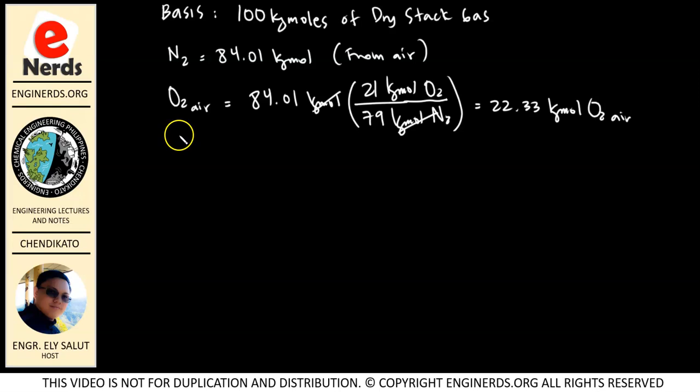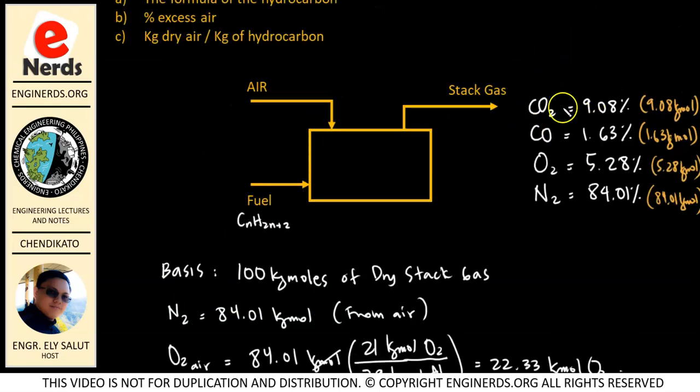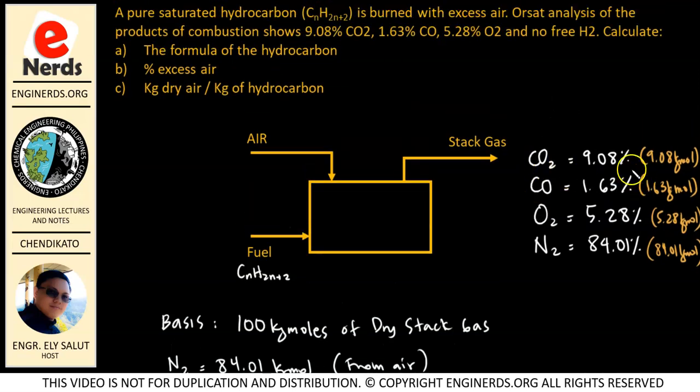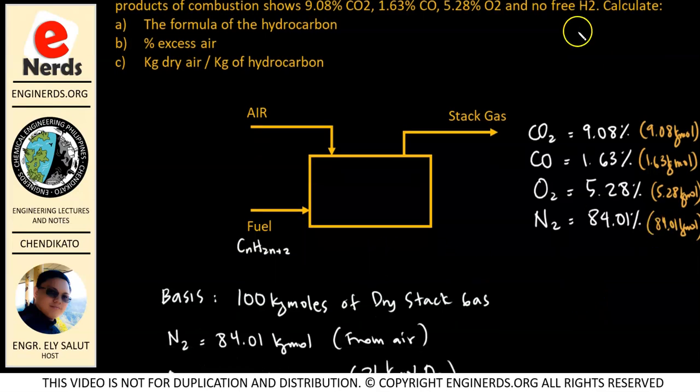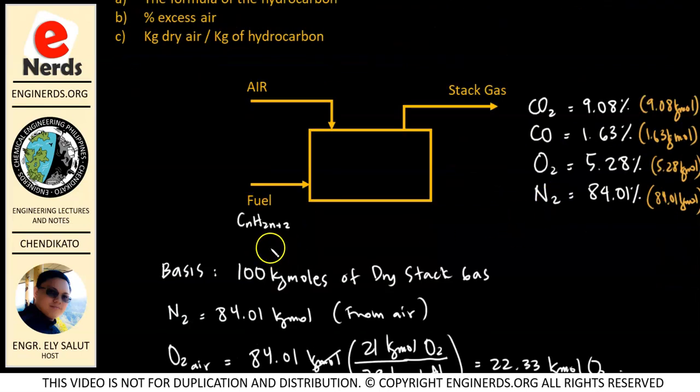So how much O2 is not used? Alright, we have to take note that this is an Orsat analysis, no? So that means we do not consider the water in our calculation, di ba? And considering that we do not have free H2, that means all of the hydrogen in our fuel has been converted to water. Okay? So, if we look at our oxygen from air, we used it and it produced CO2, it produced CO, and then we have free O2 in our stack gas.